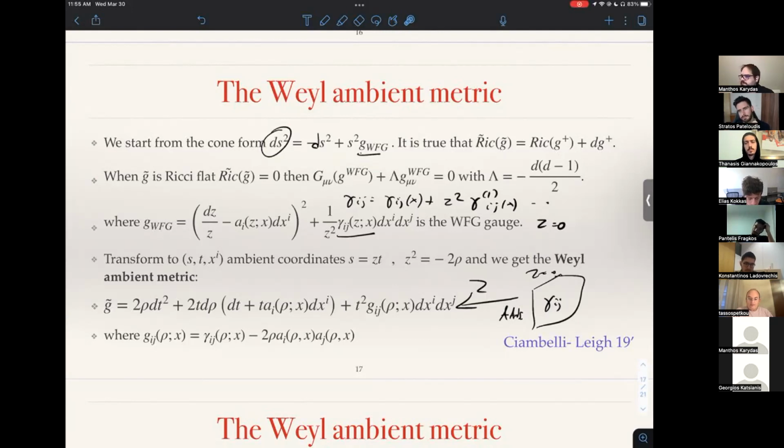Do you know of any solution that gives you gamma ij Minkowski and a non-trivial connection? Namely, what could be this very simple situation? Yes, a good question. I don't know a non-perturbative solution. I was trying to find that.